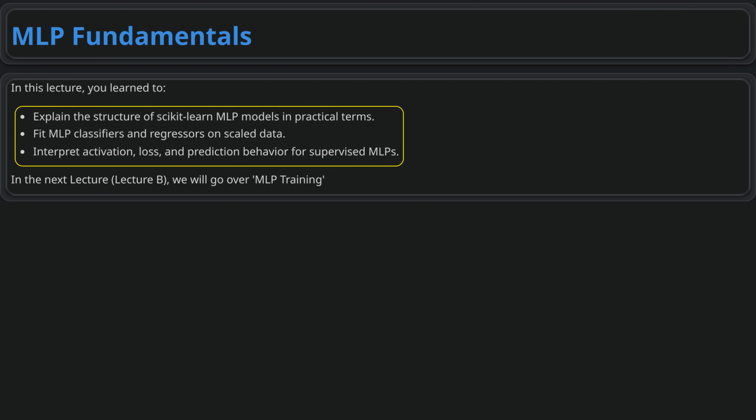In this lecture, you learn to explain the structure of Scikit-Learn MLP models in practical terms, fit MLP classifiers and regressors on scaled data, and interpret activation, loss, and prediction behavior for supervised MLPs.